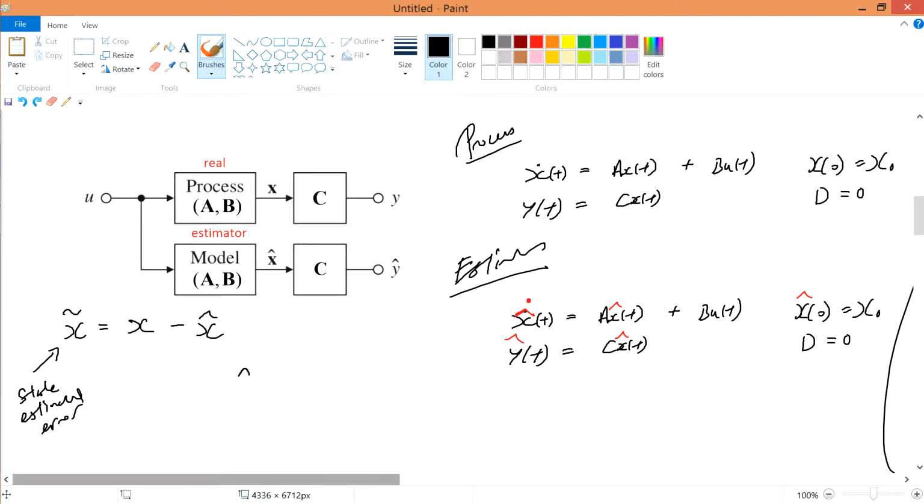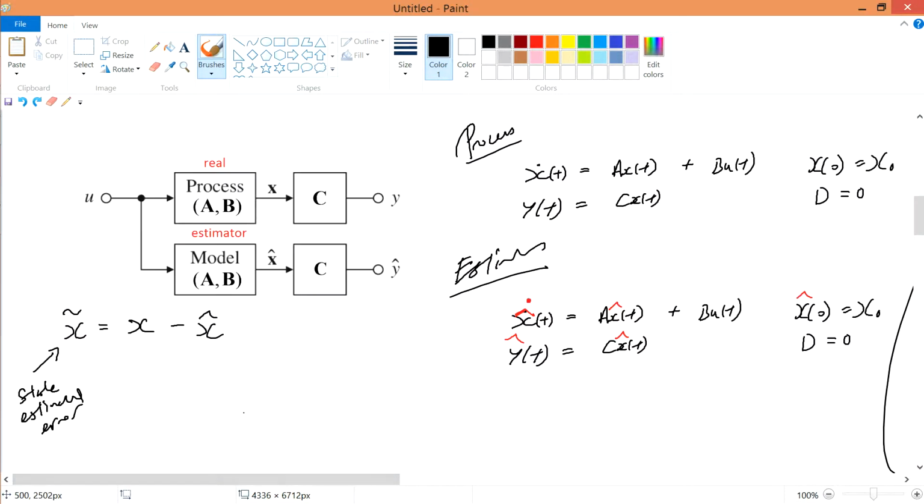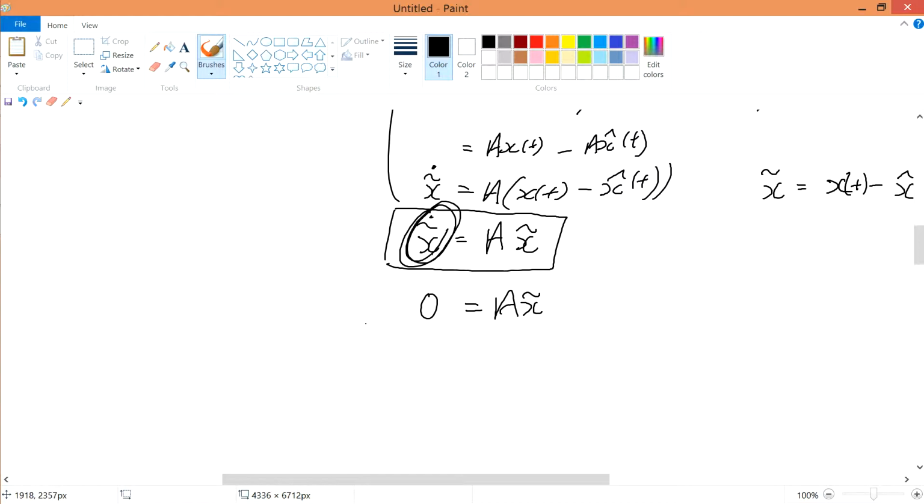But anyway, we can sum up and assume that this thing becomes 0. Why does this thing become 0? It is because when the error between the dynamics of your real system and your modeled system is the same, the error between them will eventually become 0. So when does this condition apply? When does this become 0?